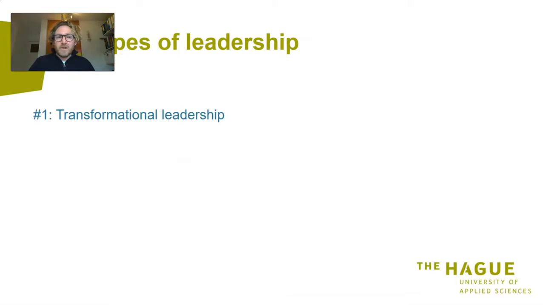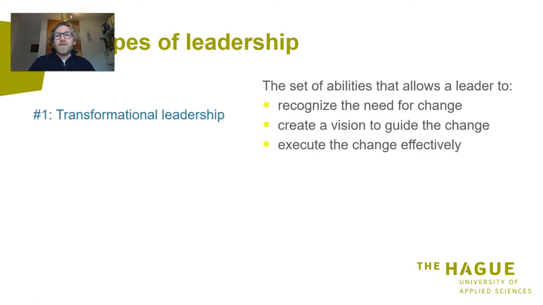Transformational leadership. So this is a set of abilities that allows a leader to recognize the need for change, create a vision to guide the change, and execute the change effectively. So transformational leaders are the visionaries, the leaders who see that the current set is not the solution and they want to go somewhere else.